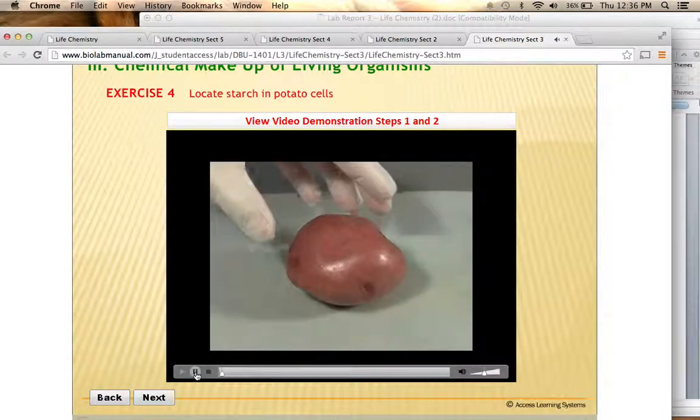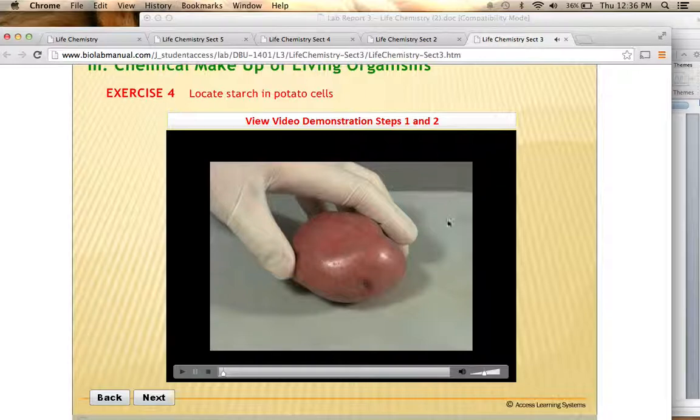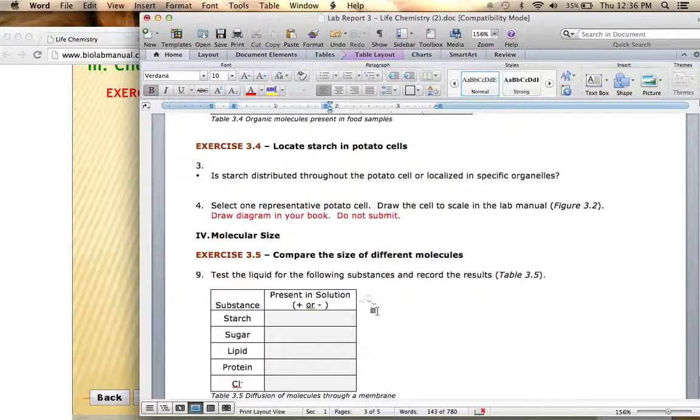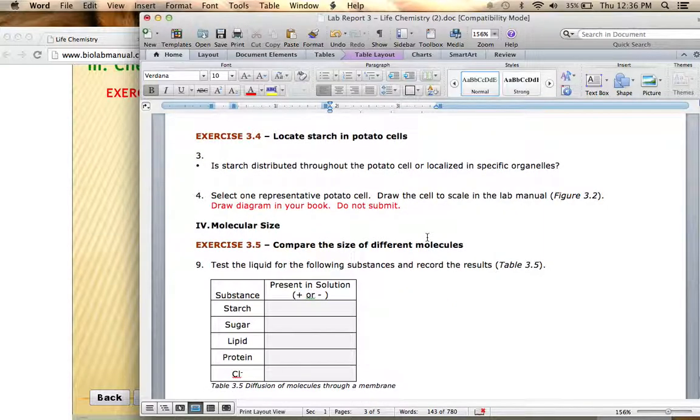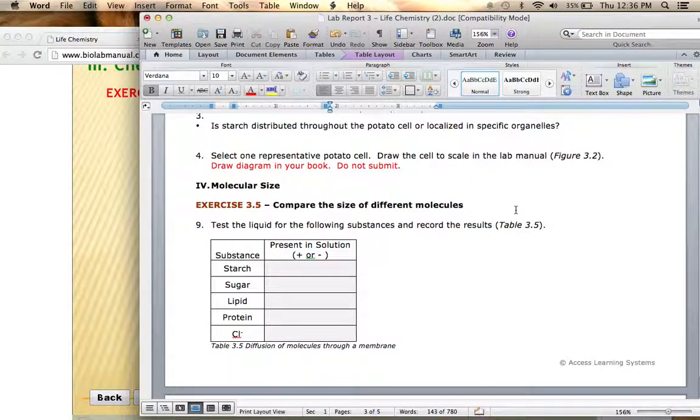Locate starch in potato cells. And then the last little bit is going to be a video that you watch that has to do with locating where the starch is actually found in the potato cells. And under this 4th question, you don't have to draw the diagram in the lab report itself, you just draw it in your lab manual.